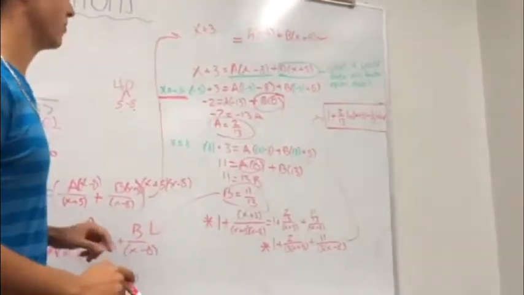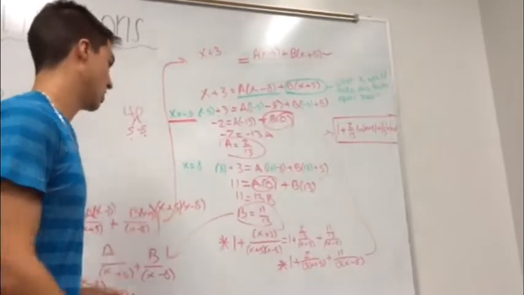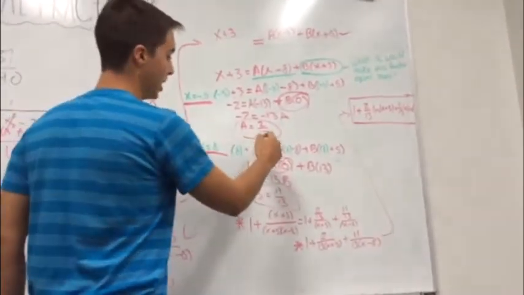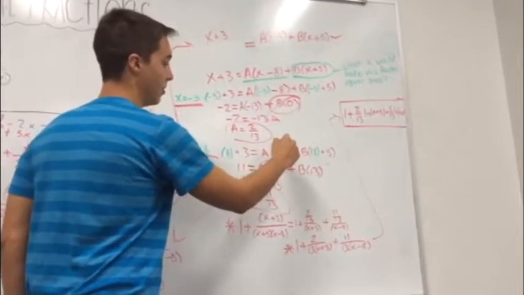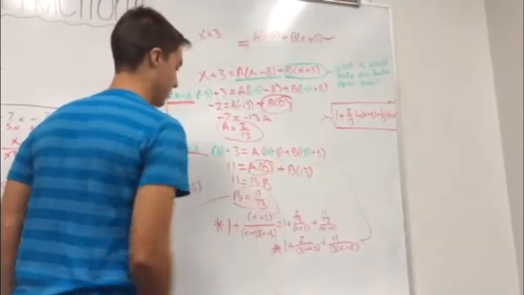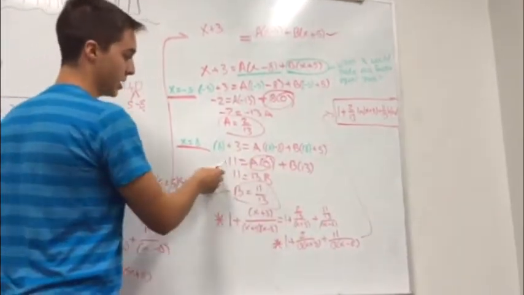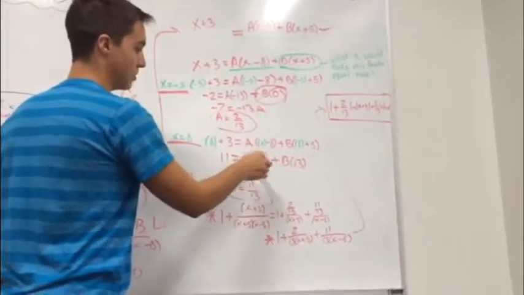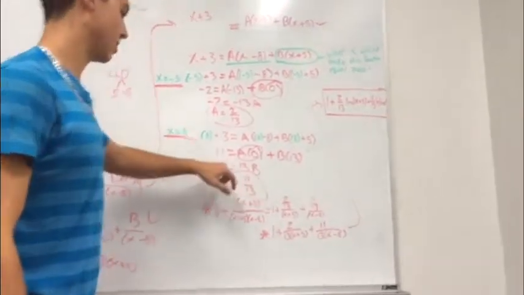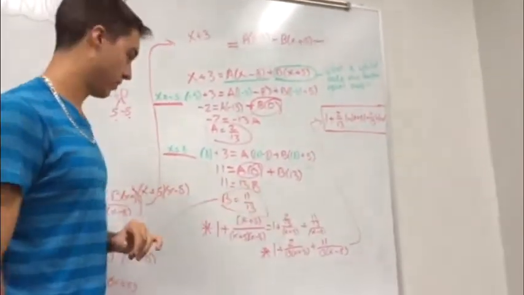Now we need to find out what value would make A equal to 0. For that, we're going to use x equals 8. So 8 + 3 equals A times (8 − 8) plus B times (8 + 5). What we're left with here is 11 equals A times 0, which cancels out, plus B times 13. So 11 equals 13B, B equals 11 over 13.